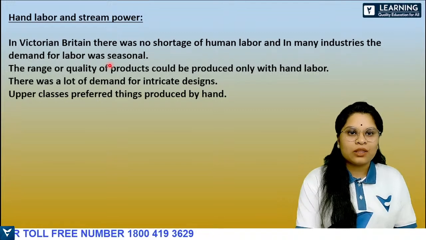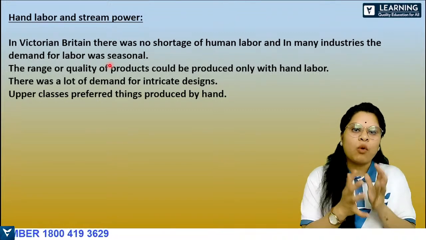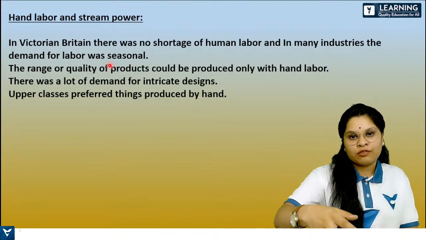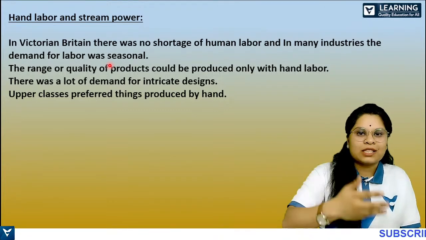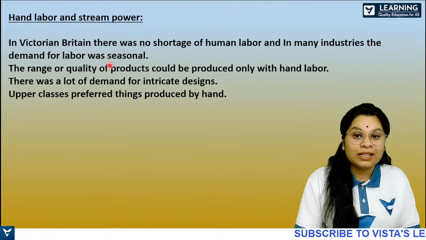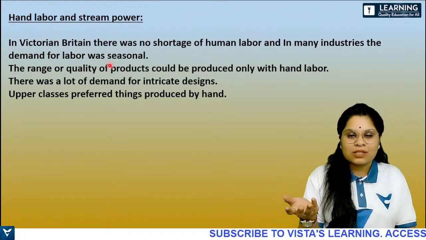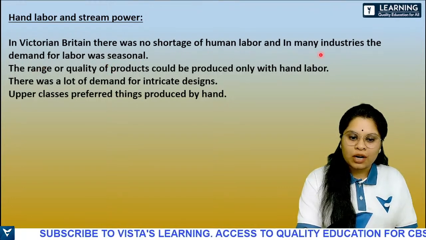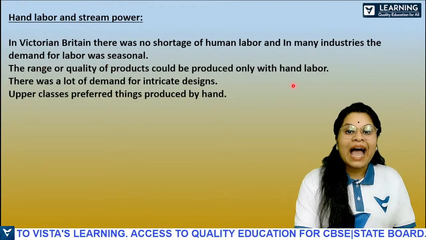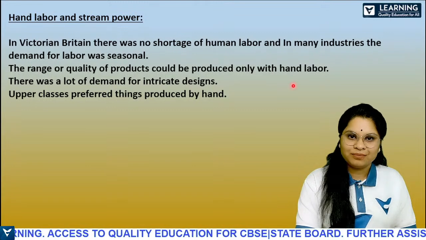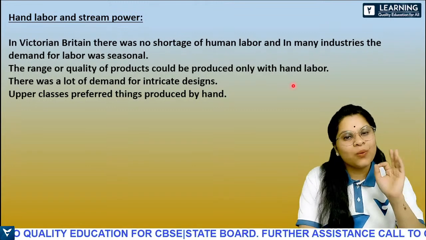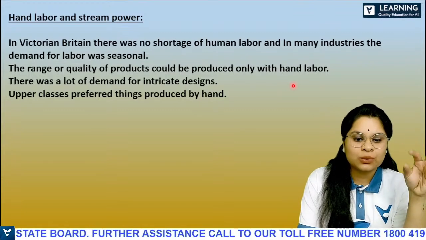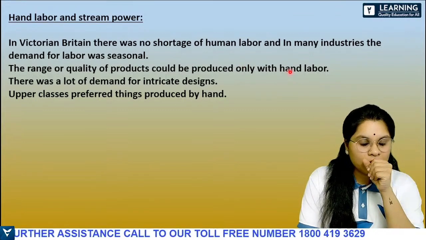So when the cotton harvest is done, they need more people. When they're still planting the seeds of cotton, if you expect more labor to be there in the industry, no sense, right? So it was definitely seasonal. So the range of quality products could be produced only with hand labor. So the quality work, however much technology you were using, was only made through hand labor.